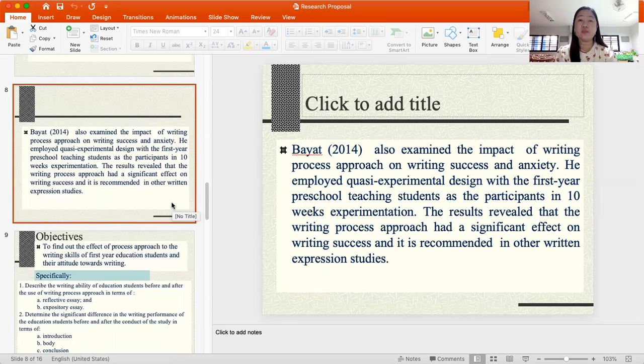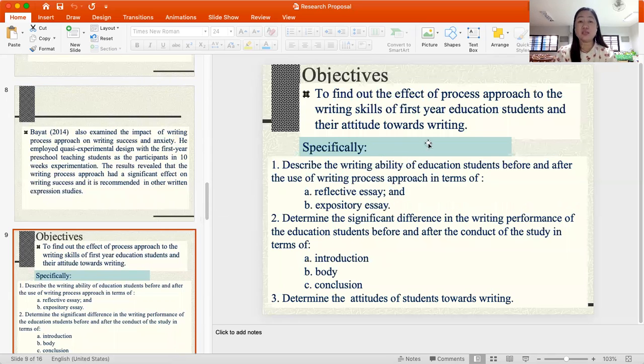So in considering the above situations, as the proponent of this research, it is my hope that in using writing process approach in teaching writing, my students will enhance their writing skills, especially in writing reflective essay as a form of their written output in the modular basis as well as in the flexible learning mode of instruction.